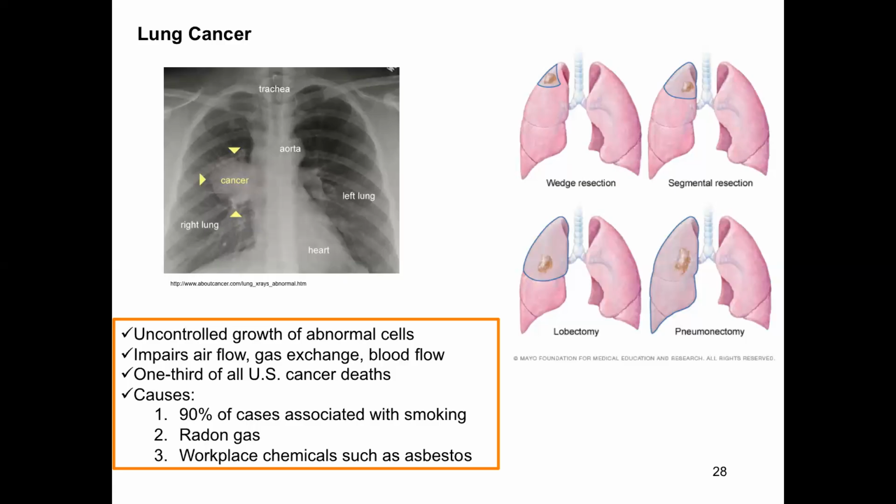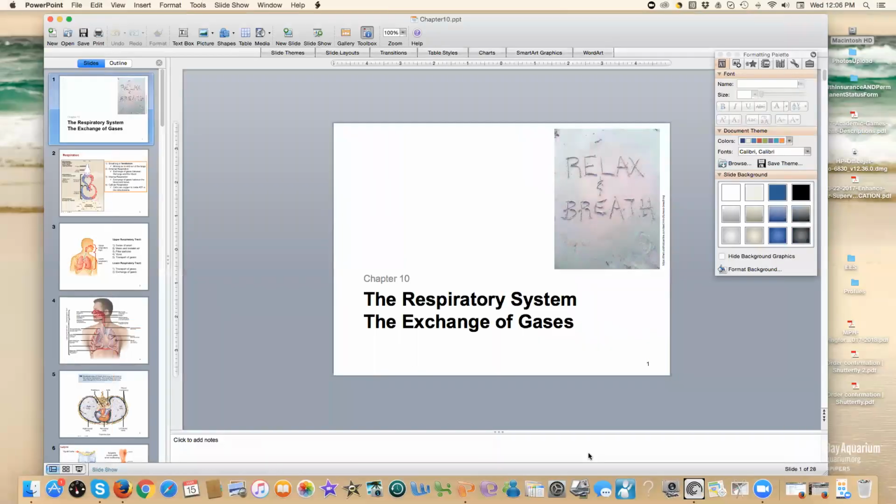So how do they treat it? They can try to get rid of parts of it surgically. And I just put this in here so you can imagine. So they can do like a little localized part or a whole segment, an entire lobe, or a full lung, which is a pneumonectomy, okay? All right, and that is chapter 10.